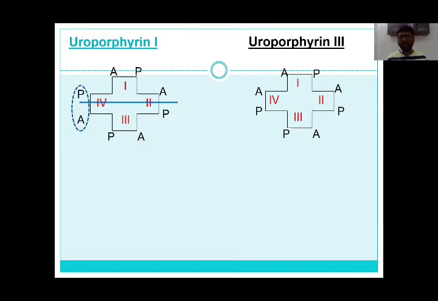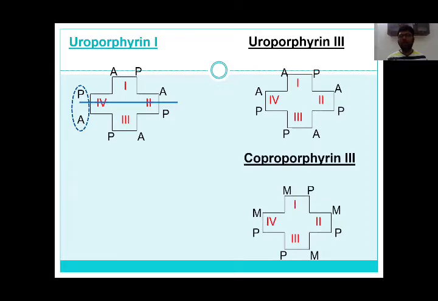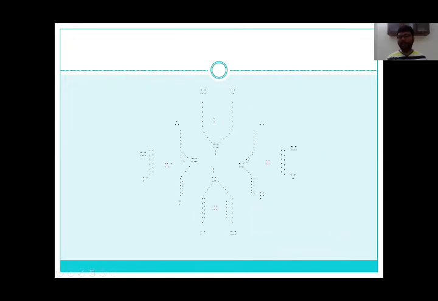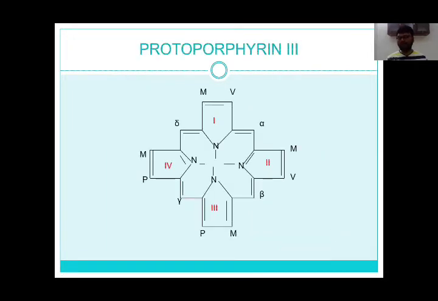Next, instead of acetic acid as a side chain, if it has a methyl group as a side chain, then we call that porphyrin coproporphyrin. If it is acetic acid and propionic acid, then it is uroporphyrin. If it is a methyl group and a propionic acid group on all the pyrrole rings, then it is called coproporphyrin. Next, in this coproporphyrin, if the propionic acid chain in the first and the second pyrrole ring are replaced by vinyl group, then it forms protoporphyrin 3, or sometimes it is also called protoporphyrin 9. Both are the same only, you can use any name.